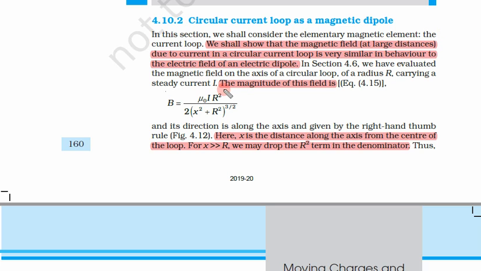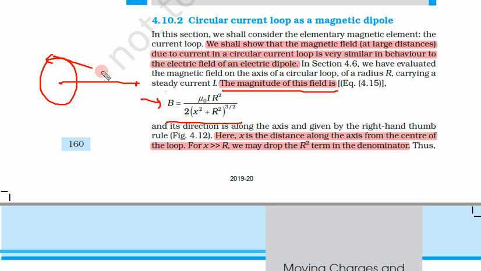Now previously we have seen the magnitude of this field is B is equal to mu naught I r square upon 2 times x square plus r square to power 3 by 2, that we have already solved previously in this chapter, for a single current loop the magnetic field at any point on its axis. So this was the formula that we have got. Remember, this we have solved, where this was small r, this was capital R and this was x.